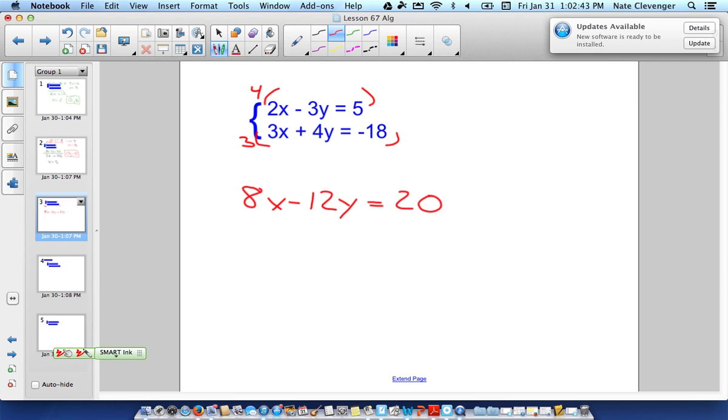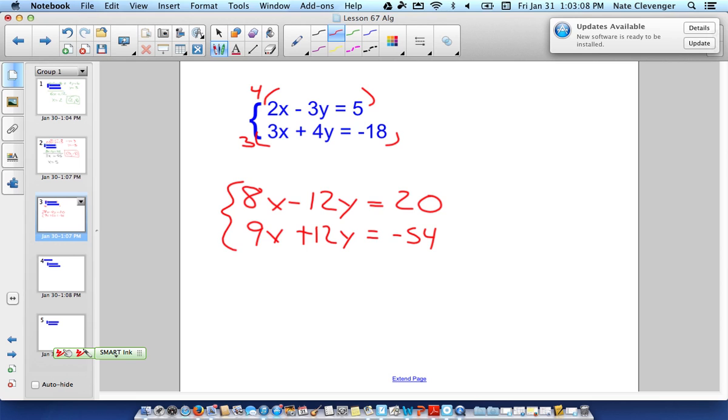Do you have to always manipulate the y? No, you do not have to. I chose y because they have opposite signs. If they didn't have opposite signs, and I think our next problem will present that to us, then it doesn't matter. Whatever's easiest for you.